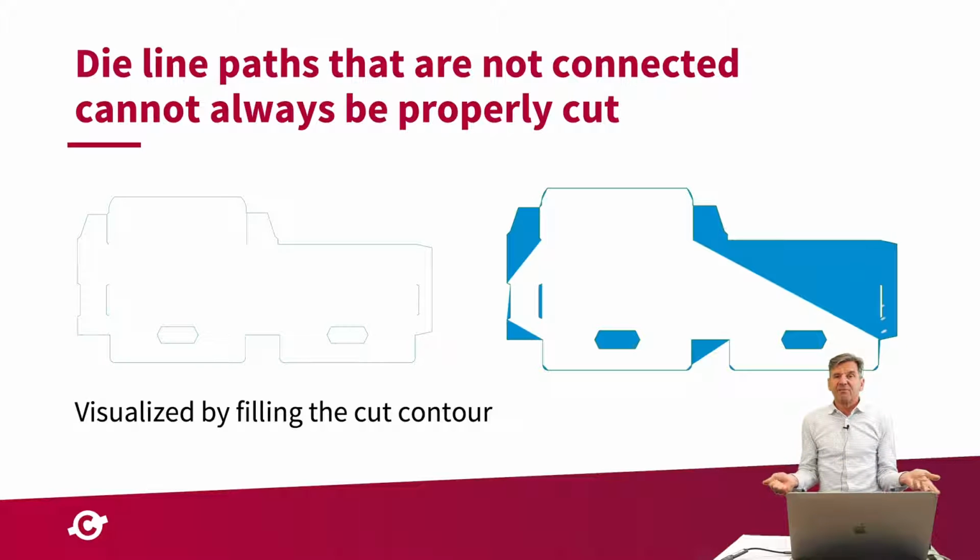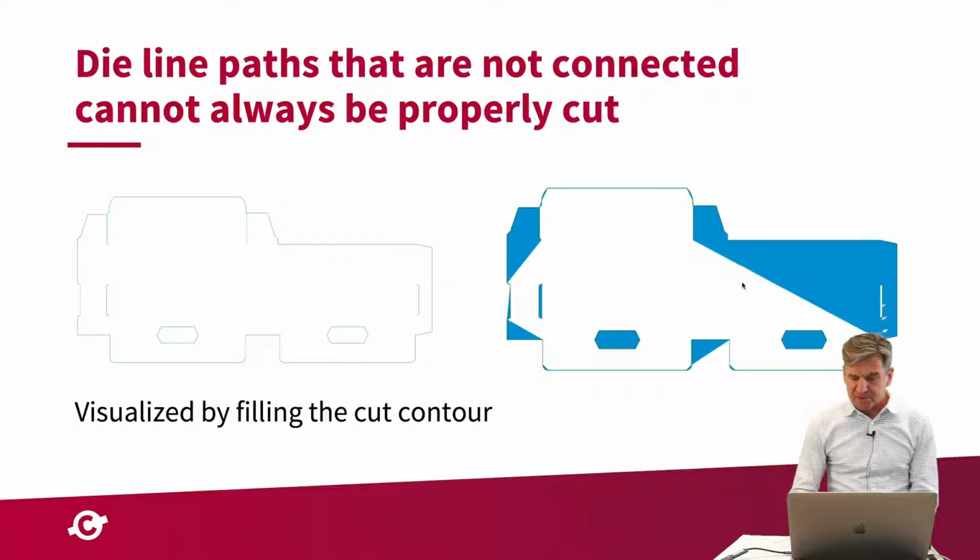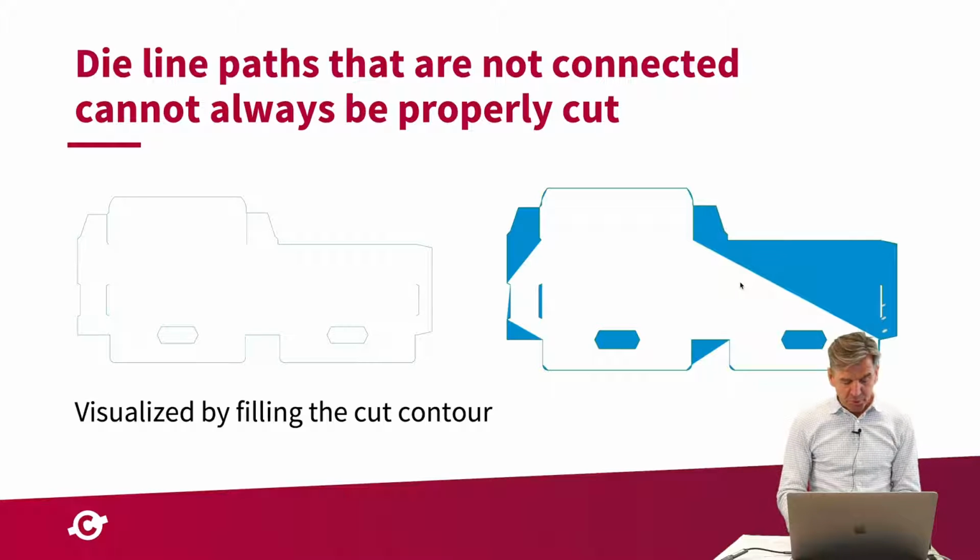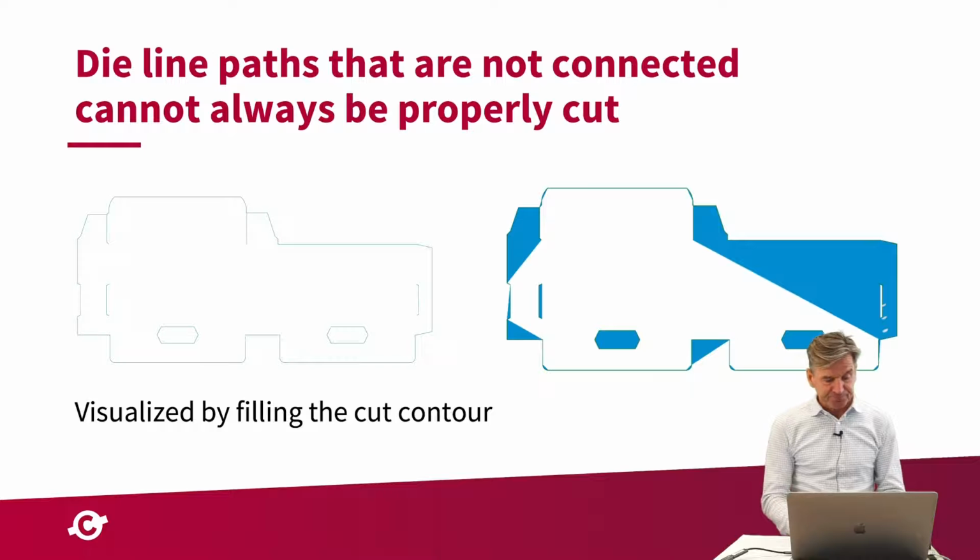So when you ask pdfToolbox to fill, it can't fill a path that is not closed. So it just uses the shortest possible connection between the two open ends of the path, and that creates something really looking strange here, not what you would expect. And if your cutting machine requires passes to be connected, you will have a production problem.